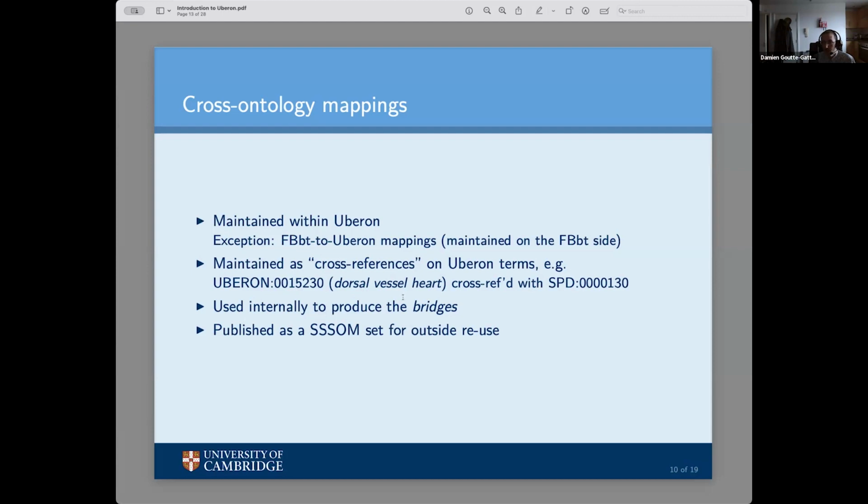But we also publish the entirety of those mappings, since last December, I think. We publish the entirety of those mappings as a SSOM set so that they can be reused by any other project that for one reason or another will need to manipulate the mappings between Uberon terms and terms from taxon-specific ontologies.